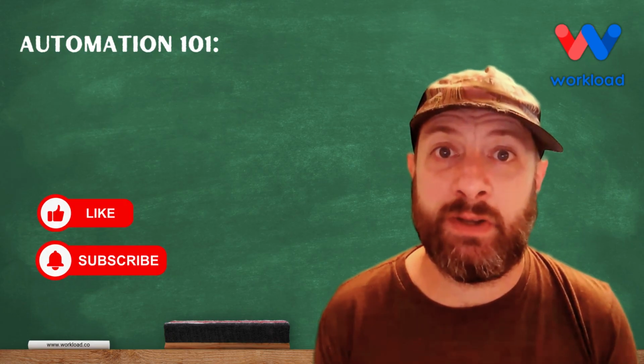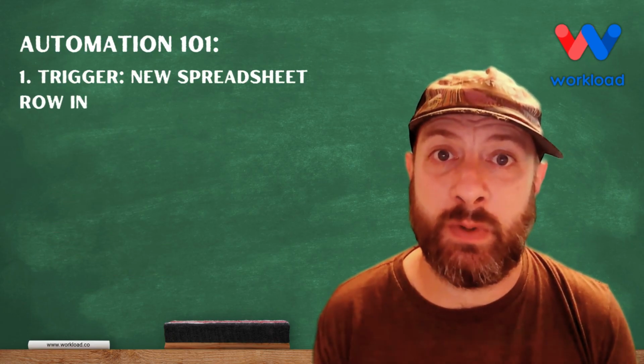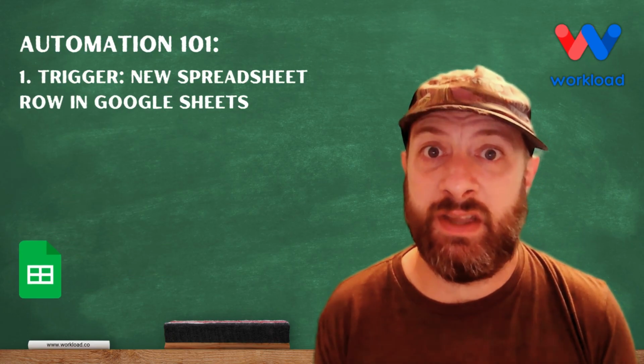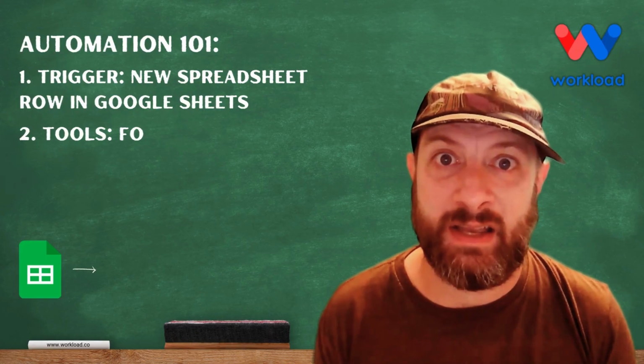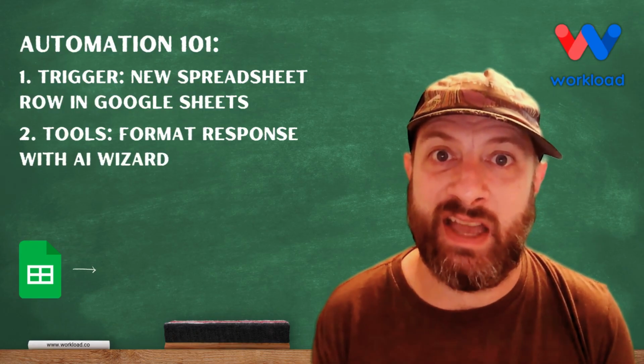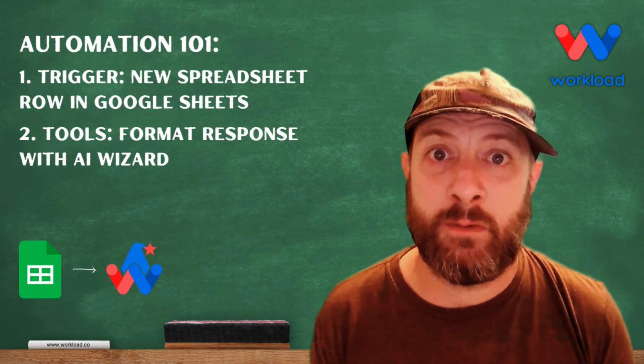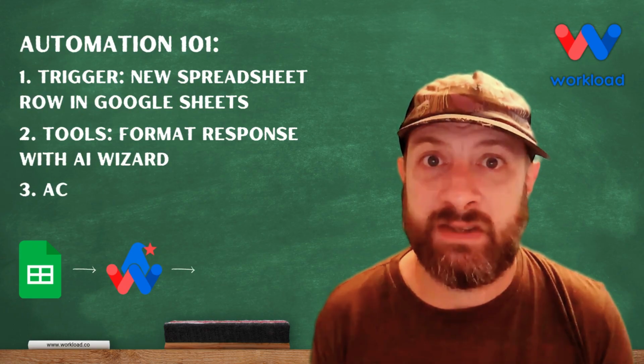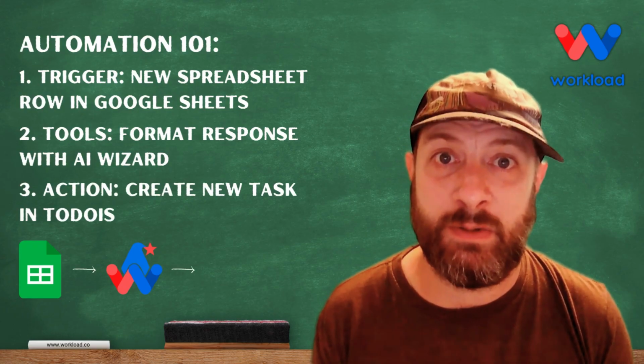In this video, we'll be building a workflow starting with a new spreadsheet row in Google Sheets. Then you'll get to watch me realize in real time that I need to format the response using the AI Wizard by Workload before finally taking that response to create a new task in Todoist.